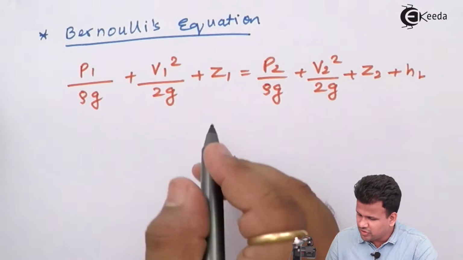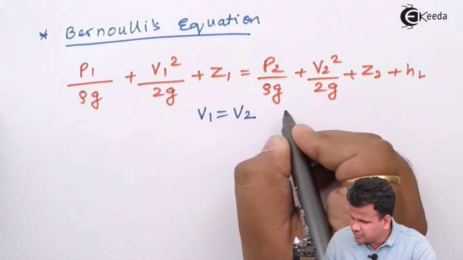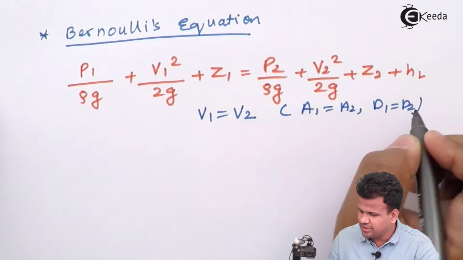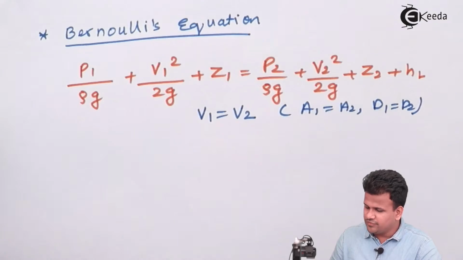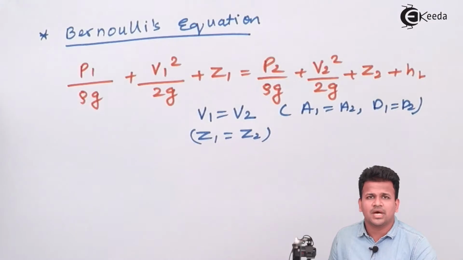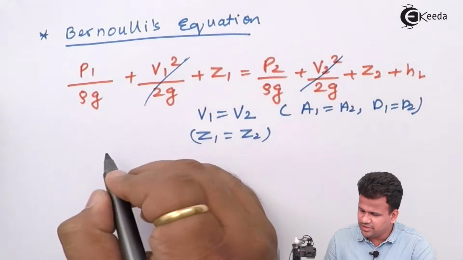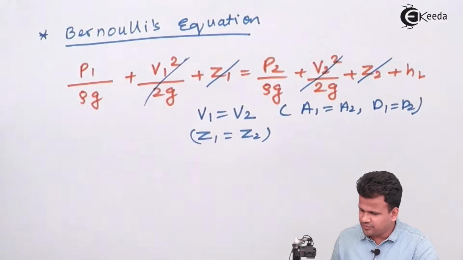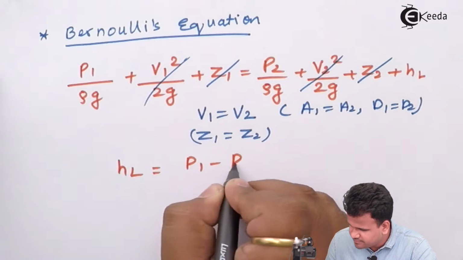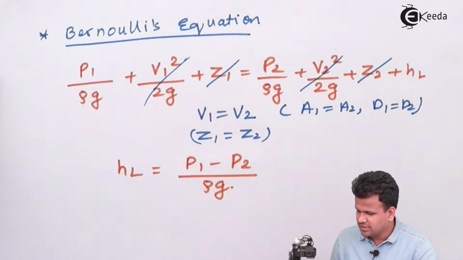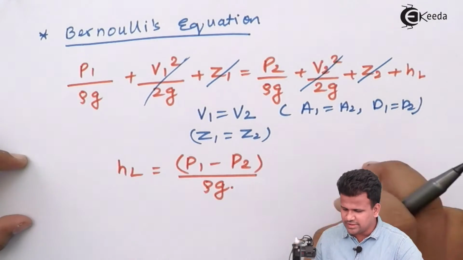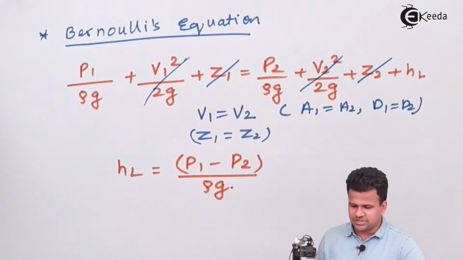Now over here, since V1 will be equal to V2, since area A1 is equal to A2, because diameter D1 is equal to D2, and we also know that Z1 is equal to Z2 because they are at the same reference or datum line, we can cancel these terms, V1, V2, Z1, Z2. What we will be left with is that the head loss due to friction is the difference P1 minus P2 upon rho G. So the head loss due to friction is due to the difference in pressure for a horizontal pipe having a uniform cross-sectional area.